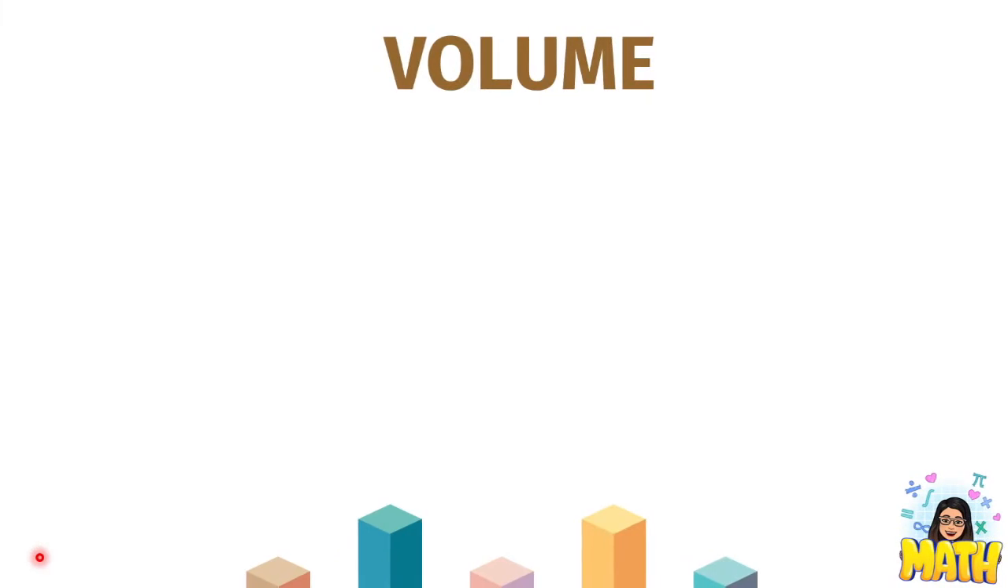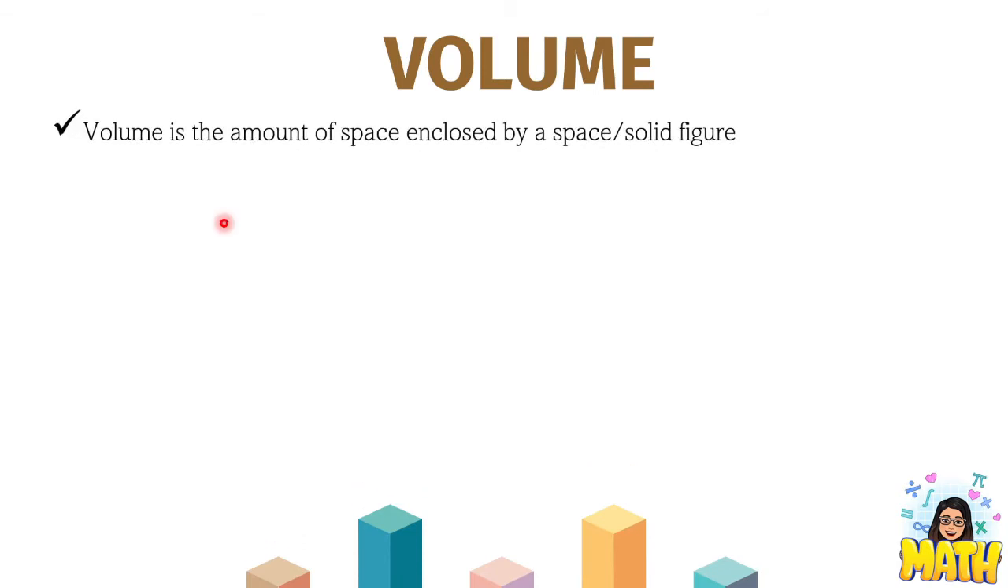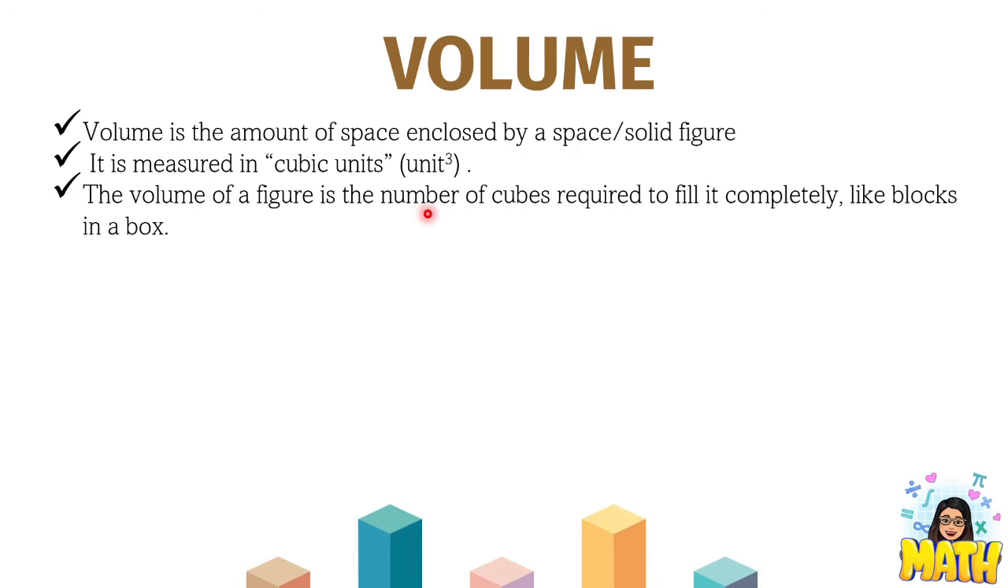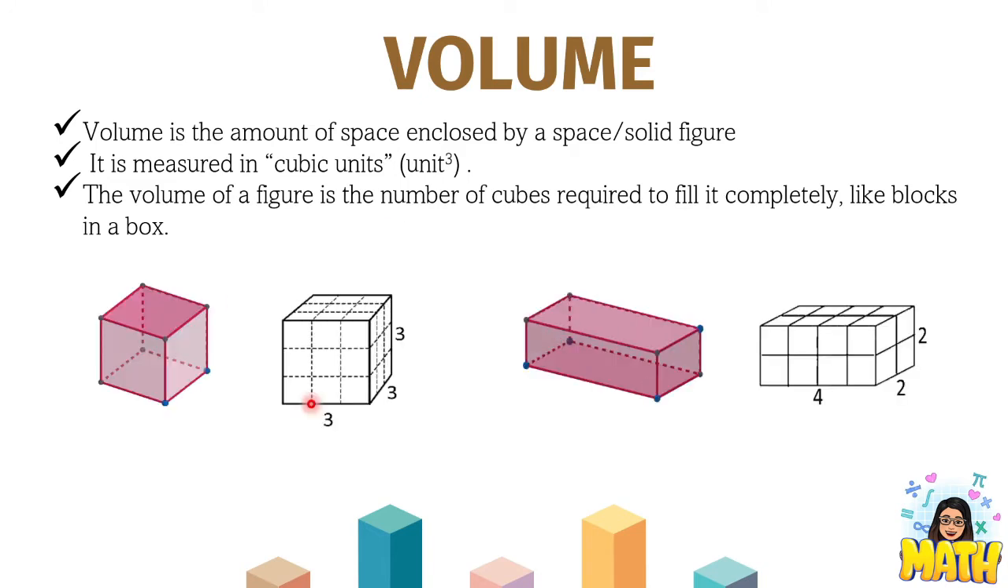One of the applicable measurements that we can get from the 3D figure is what we call the volume. It is the amount of space enclosed by a space or solid figure, and it is measured in cubic units. To visualize volume, it is the number of cubes required to fill it completely, like blocks in a box. For example, just like this. Simply count the total number of cubes here. We can have 3 times 3, 9, and since we have 3 layers times 3, that will be 27. The volume here is equal to 27 cubic units.